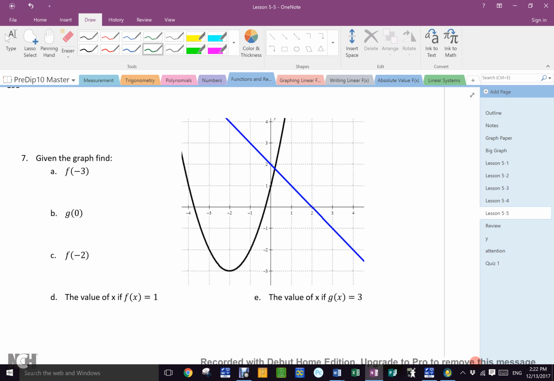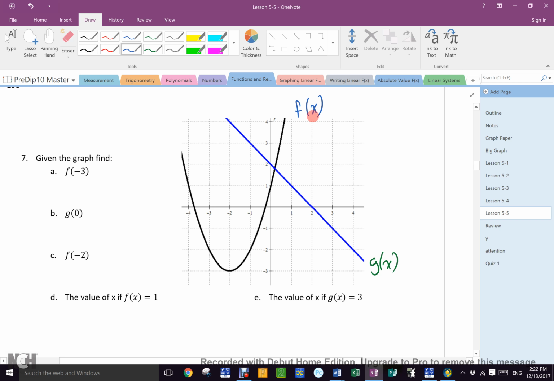Now, is your guys' labeled? No, it isn't. So, this is the f of x. And this, other way around. Oh no. This is the g of x. And the curved one is the f of x. So let's do some practice, shall we?